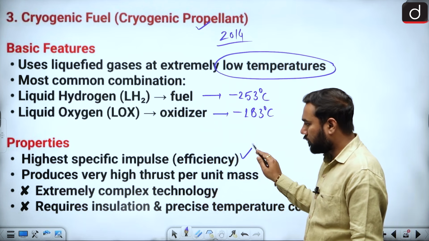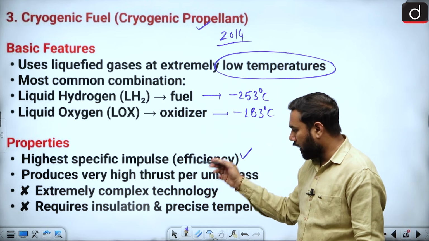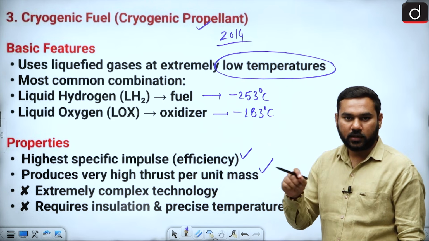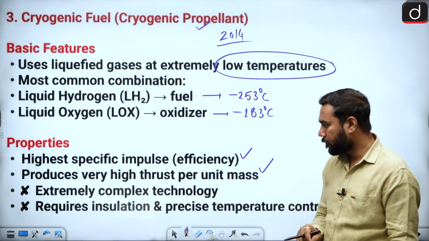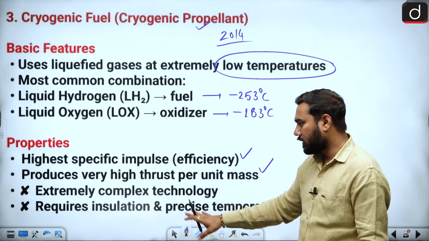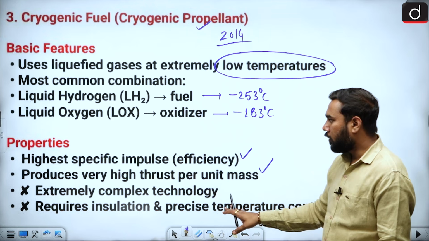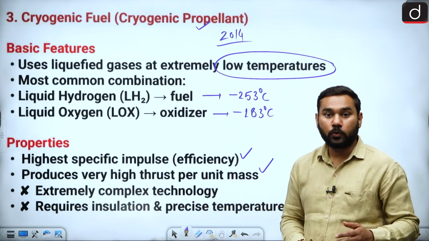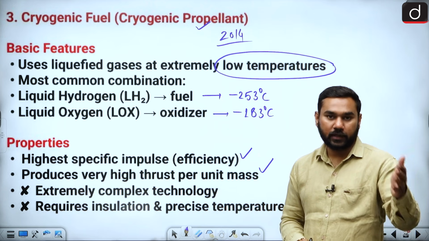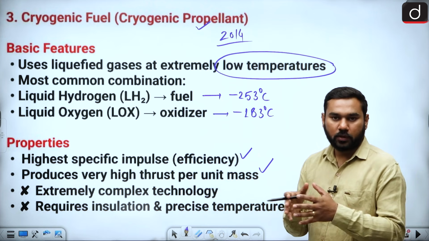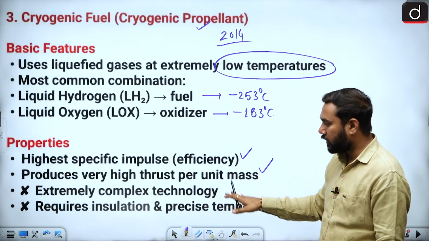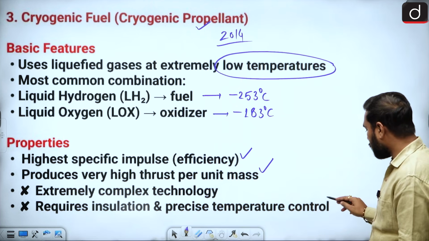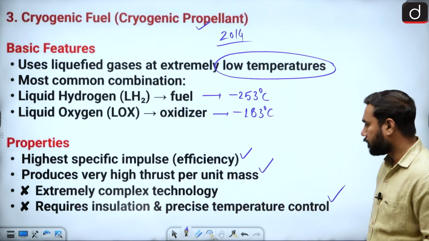What are the properties? High efficiency, we know it. It produces very high thrust per unit mass, very high thrust, so the speed and distance can be covered in a very short time. But there is a problem. It is an extremely complex technology, because on one side you maintain extremely low temperature and on the other side you burn it and get a high temperature. So the difference of temperature is high, and that is manageable. It requires insulation and precise temperature control, because this is the big problem.